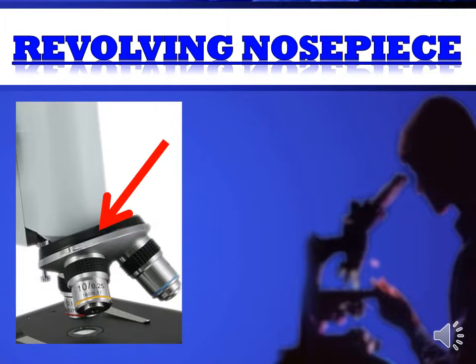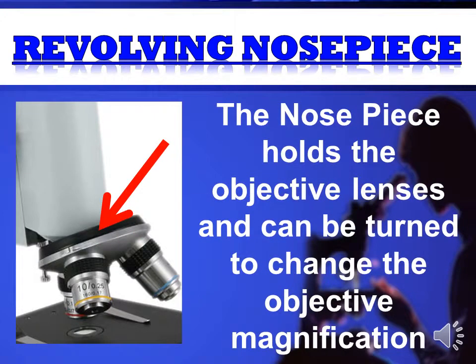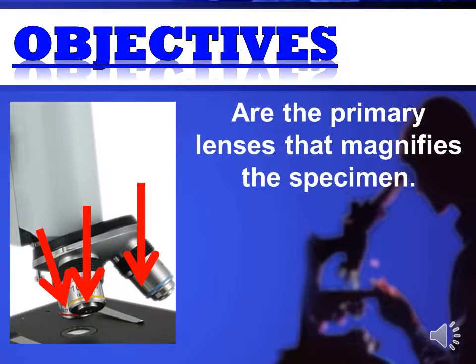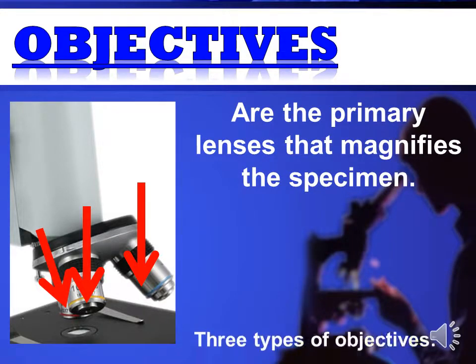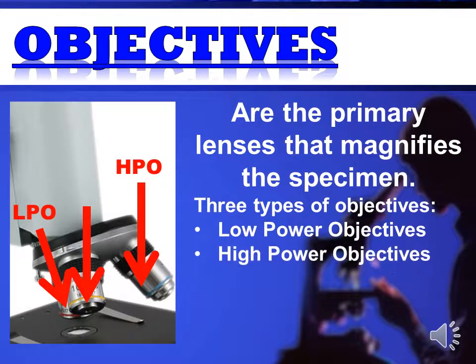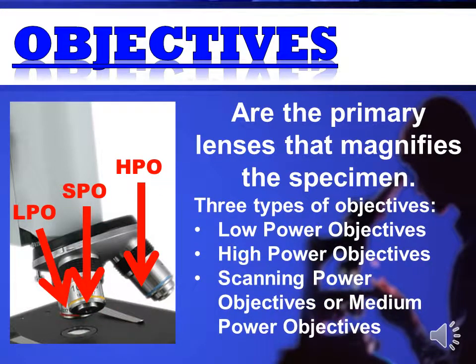The revolving nosepiece is a turret that holds the objective lenses and can be turned to change the objective magnification. Objectives are the primary lenses that magnify the specimen. It has 3 types: low power objective, high power objective, scanning or medium power objective.